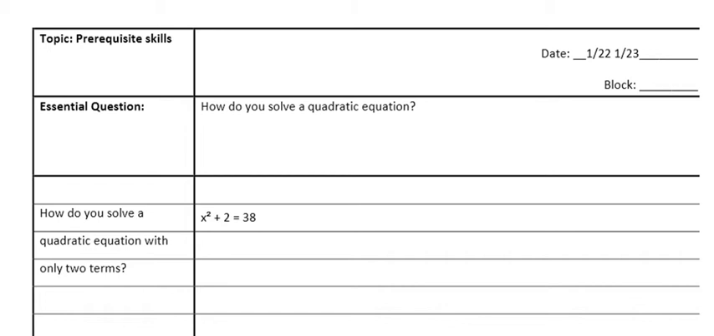Alright, for the next lesson, you don't have a free write. You just have your essential question. Topic is prerequisite skills, meaning this is something that you learned in Algebra 1 that we are about to use quite a bit in geometry.